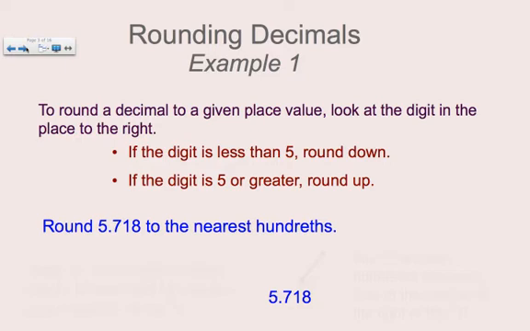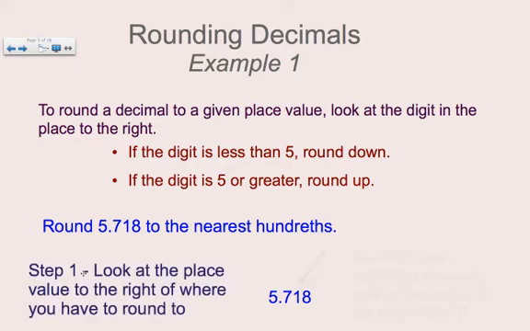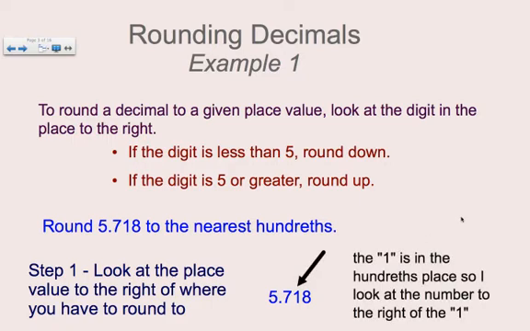It says to round 5.718 to the nearest hundredths. Our first step is look at the place value to the right of where you have to round to. And we're rounding to the hundredths. The 1 is in the hundredths place, so I need to look at the number to the right of the 1, which in this case is our 8.